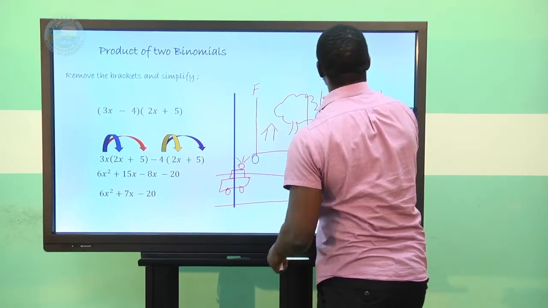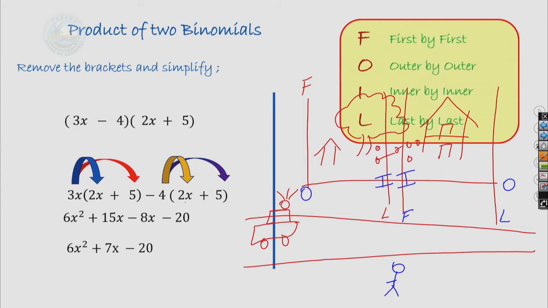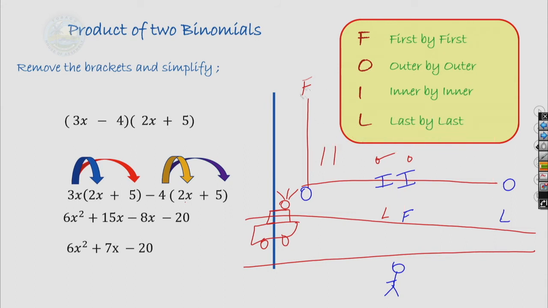So here, the FOIL rule. What is our FOIL rule? Our FOIL rule says that when you are finding the products of two binomials, utilize the FOIL rule. Know who is first, know who is last. And then, to solve it, all you do is first by first, outer by outer, inner by inner, and last by last.